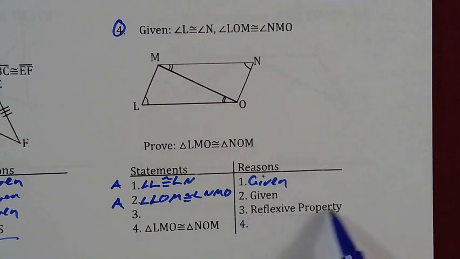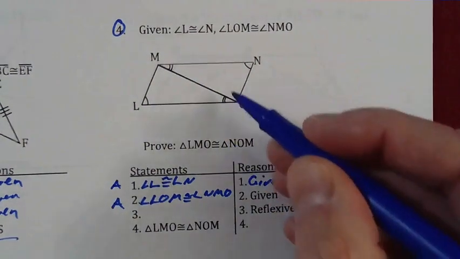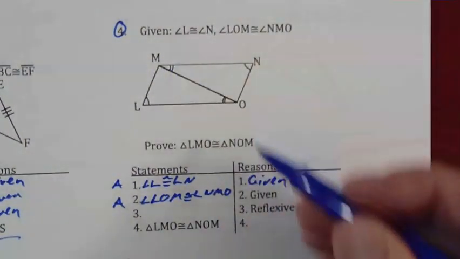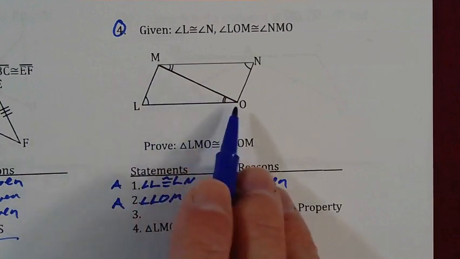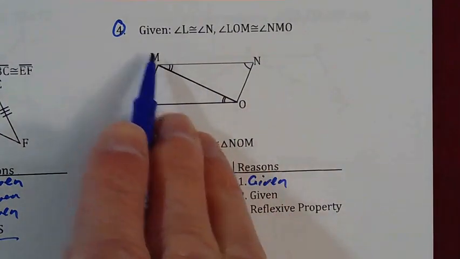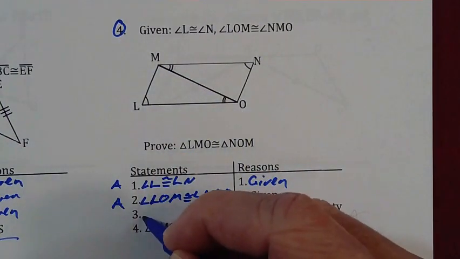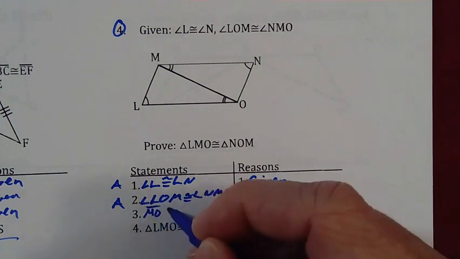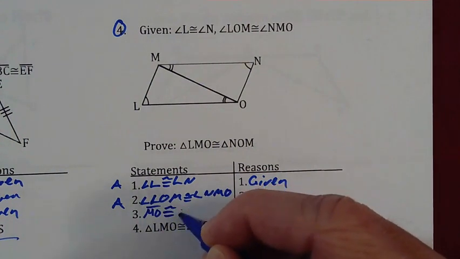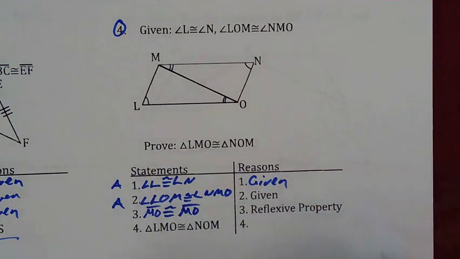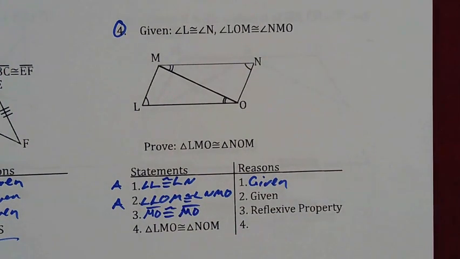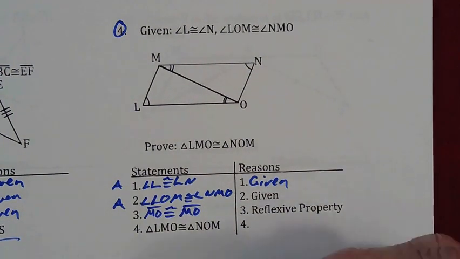So I'm going to use the hint that they gave me here. The reason is the reflexive property. The reflexive property is what we have used to say that a segment or an angle is congruent to itself. And in this case, this side, segment MO, is a part of both of those triangles. So I will say that segment MO is congruent to itself. MO is congruent to MO because of the reflexive property. And then I've got everything that I need.